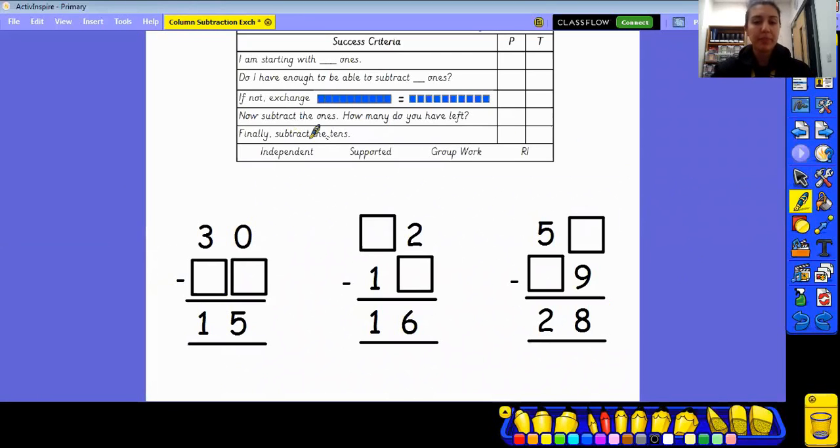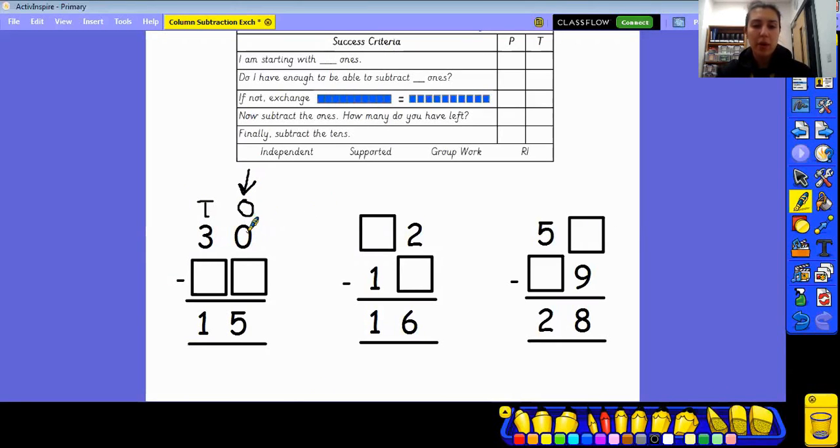So here we've got some calculations set up in the column method, but some of the numbers are missing in the calculation. So we need to follow that process and see if we can really work out what the missing numbers are. So I'm just going to label my tens and my ones column to help keep me on track. And I know that I always start with the ones column, so I'm going to start here.